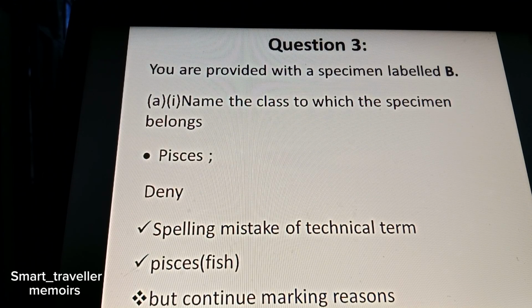Question 3. You are provided with specimen labeled B. Name the class to which the specimen belongs. The specimen is pisces. Deny spelling mistakes of the technical term pisces. Deny if they write pisces and in brackets they put fish, but continue marking the reasons.